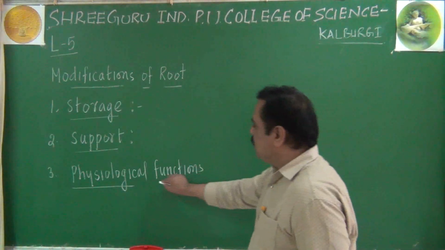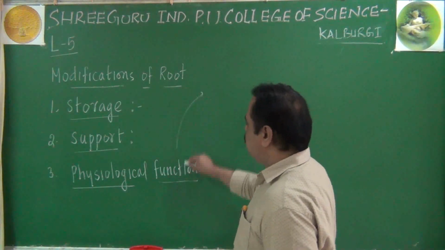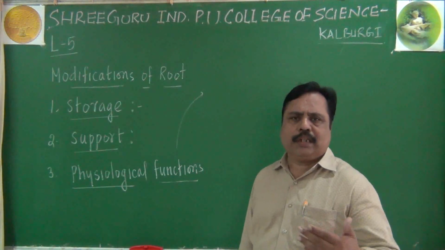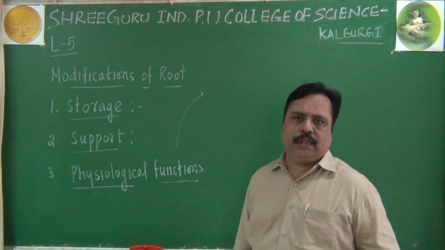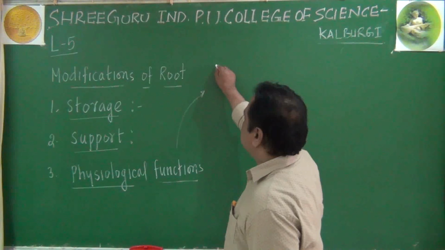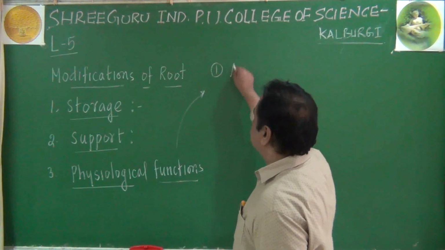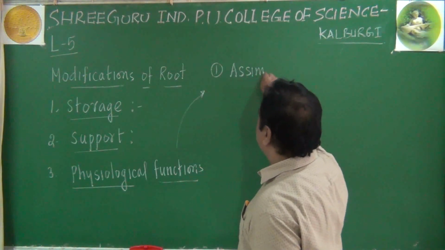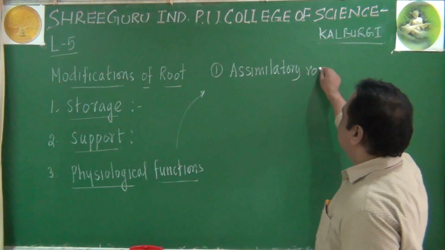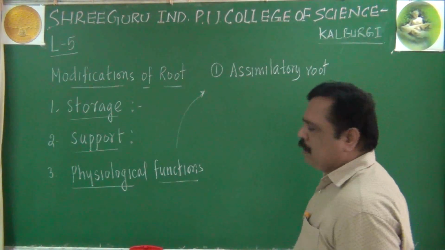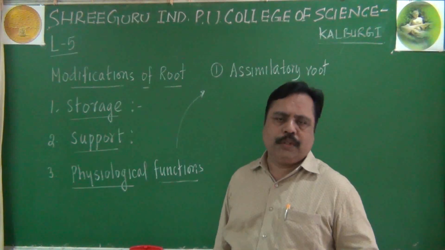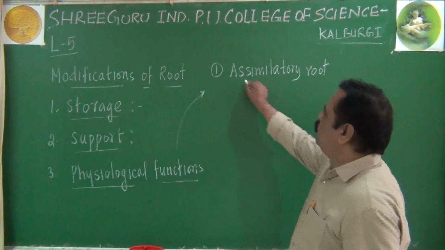There are various examples given for physiological modification. Some of them are discussed in your textbook and others are important for competitive exams. So let us see. First thing you can remember here is some of the roots are called assimilatory root. We have to remember assimilatory root. Of course, it is not given in your textbook, but it is often asked sometimes in competitive exams also.